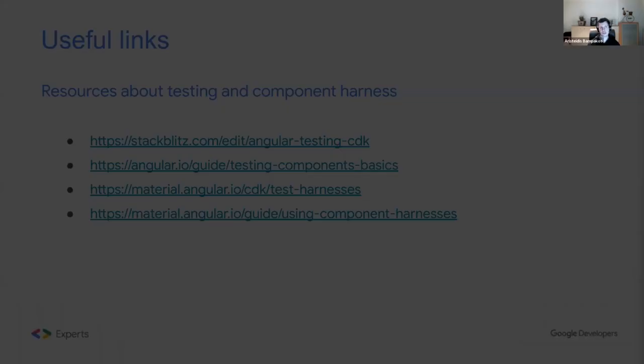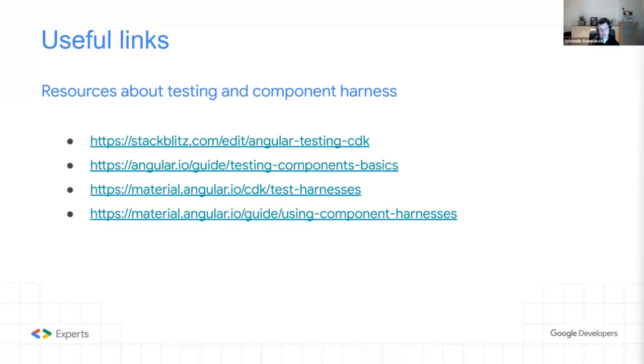In this slide, I have put some useful links about testing and component harness. The first one is a StackBlitz demo that I have created, which contains all the sample code that I showed you tonight. Of course, it contains more examples. For example, you will find an implementation of the predicate function that we saw in Angular material, how to write your own with method. And all the other links are from the Angular material docs and Angular docs.